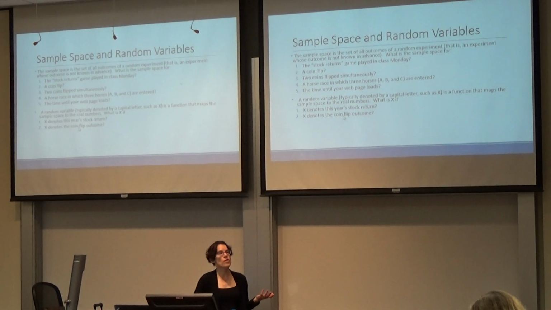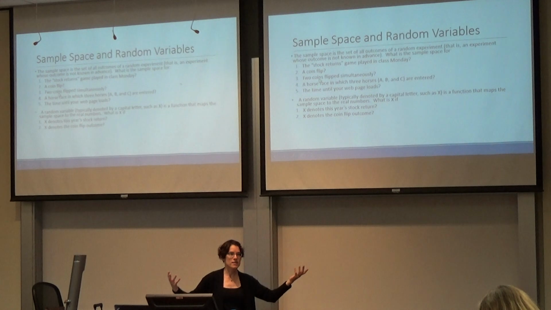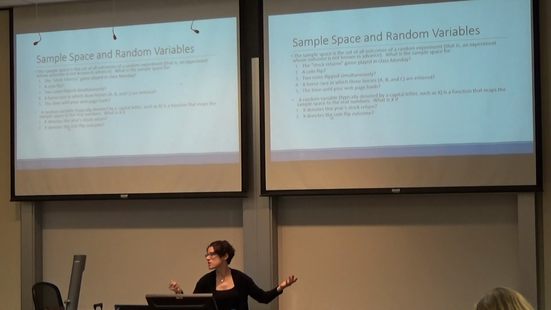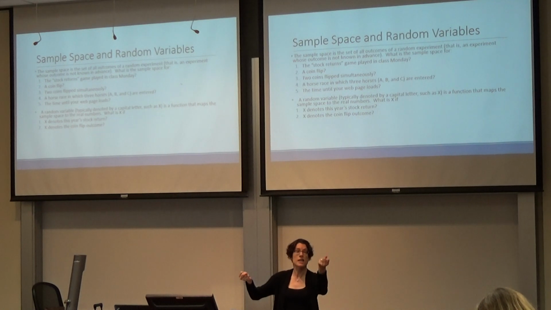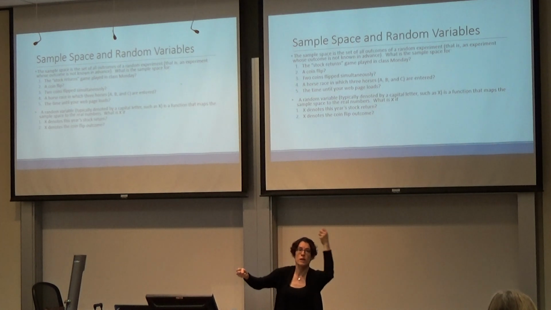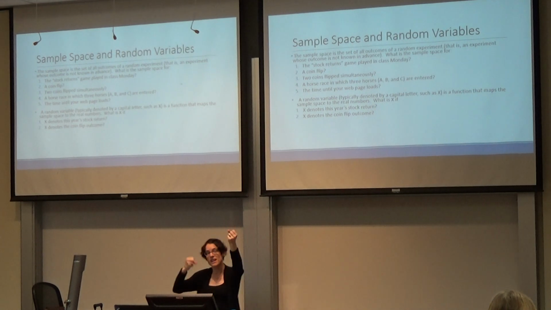If it denotes the coin flip outcome, I just want to make it clear that when I say sample space for a coin flip, I got a head or a tail. But when I talk about the associated random variable, I'm going to assign it a number value. Whenever I talk about a random variable, I want a number value. So even though the coin was head or tail, the random variable is like 0 or 1. Okay, so I'm always going to go from something that's not a number to a number.